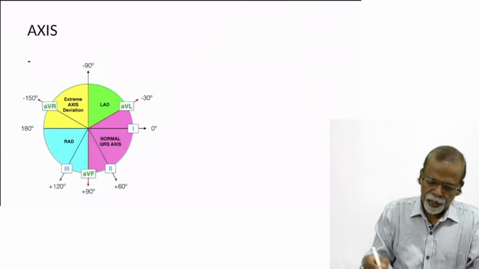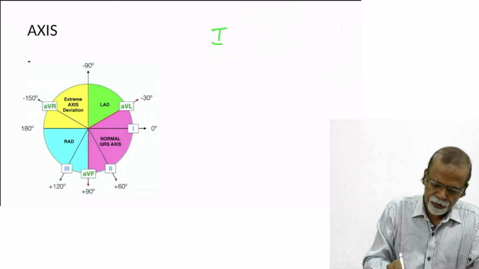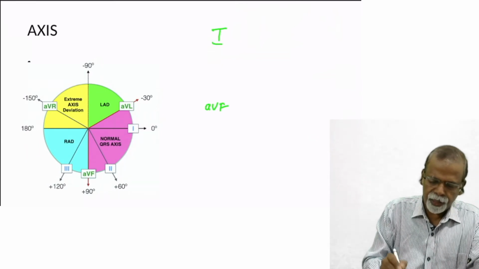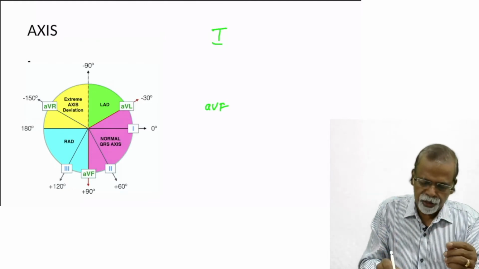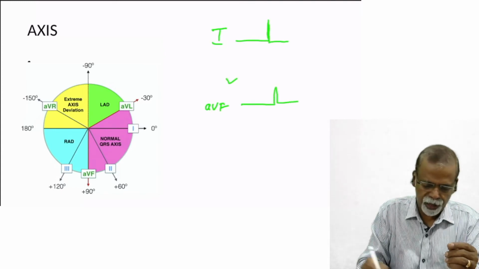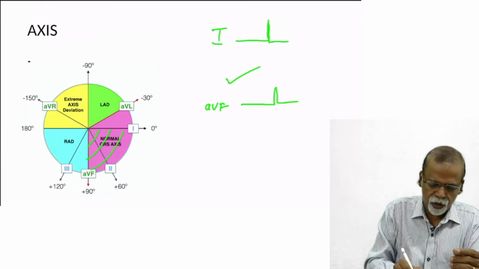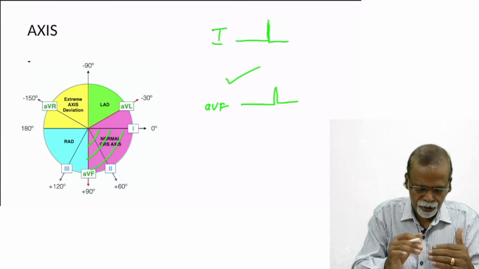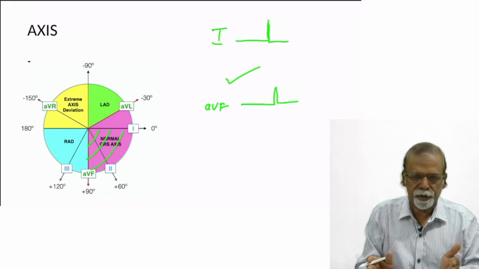So what is normal axis? This is lead 1, this is AVF. These are the two leads you take, and it will be easy to identify. Lead 1 should be positive and AVF should be positive. So this will be normal axis. Or you can say that the electrical force is in the lower right quadrant.